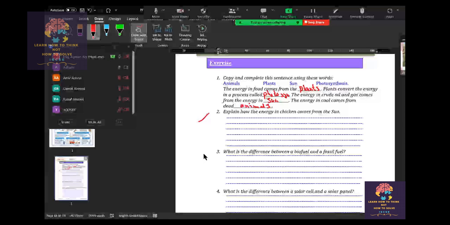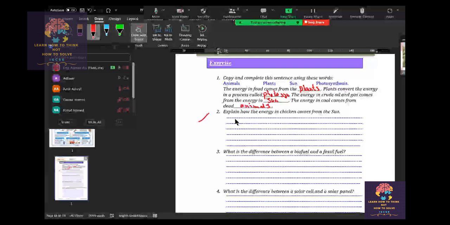So chicken mostly eat plants. Plants take food from the sun's energy. So that's how a chicken gets energy from the sun. Again please, but rearrange your words. Okay, chicken eat plants, and plants get their food from the sun's energy. Very good. So when the chicken eats plants, it is also taking the sun's energy.